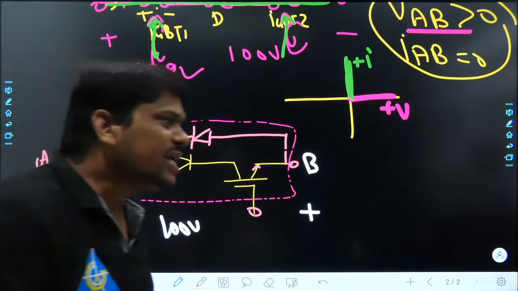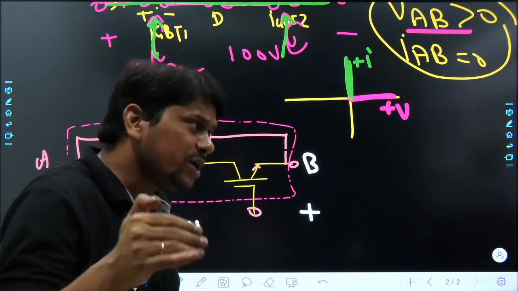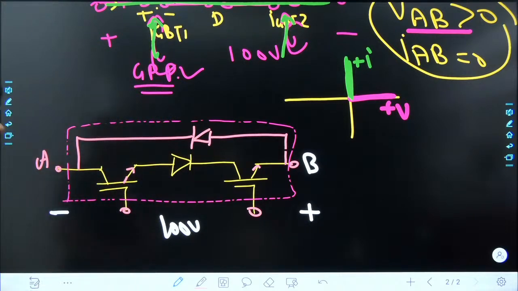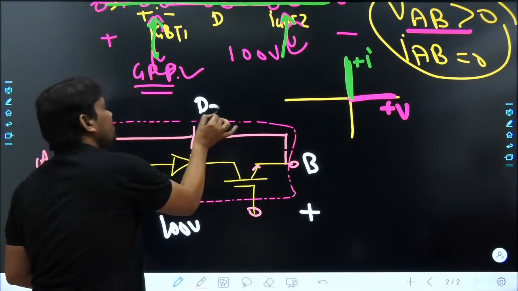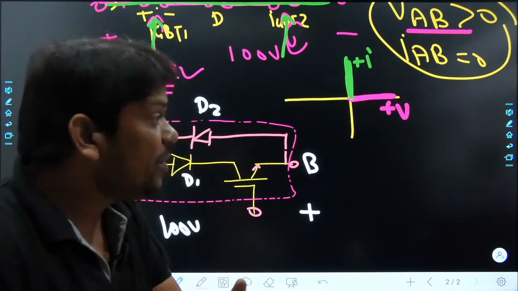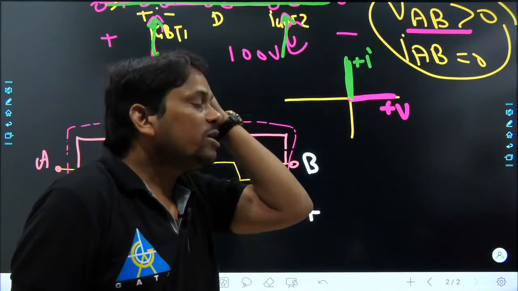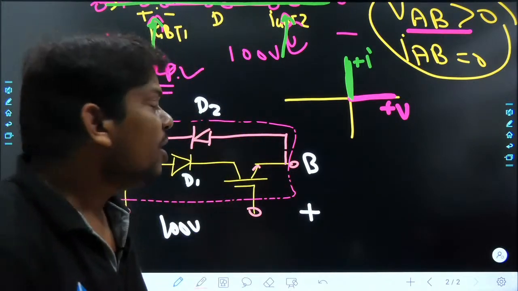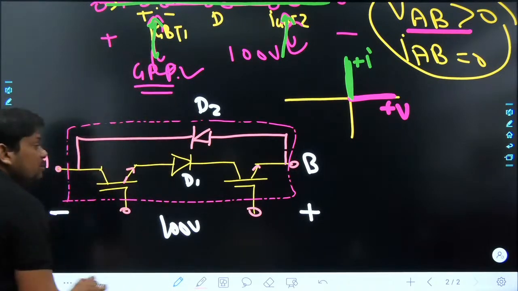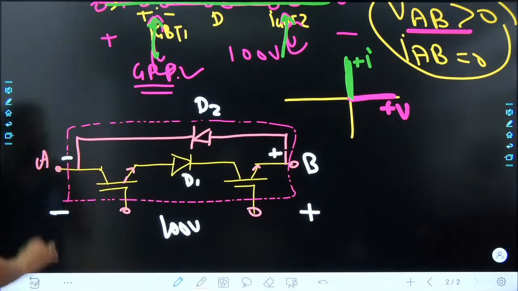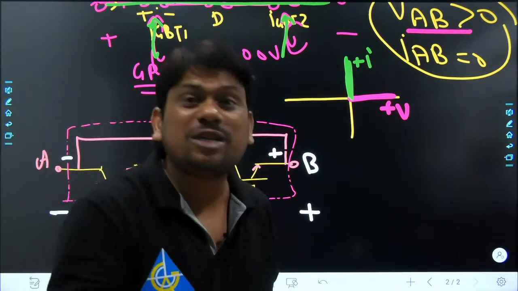I promise you, definitely you will learn. So according to your friend, maybe D2 will turn on. Any other choice, my dear friend? This is D2, this is D1. Everyone, I need an answer. Everyone, think properly. What will happen? See, here minus, here plus. So plus will come here, minus will come here. Everyone knows it, my dear friend.